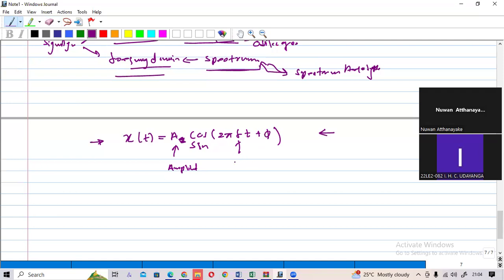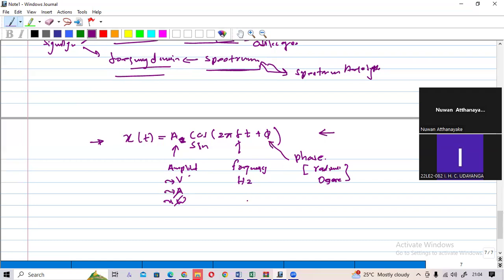What is this f? It is frequency. Amplitude is normally measured in volts or current. If it is a power signal, it is in watts, but normally it is measured in volts. Frequency is measured in hertz. And what is this? This is the phase. Phase is measured in radians or degrees, most probably radians. So these are the three parameters: amplitude, frequency, and phase.